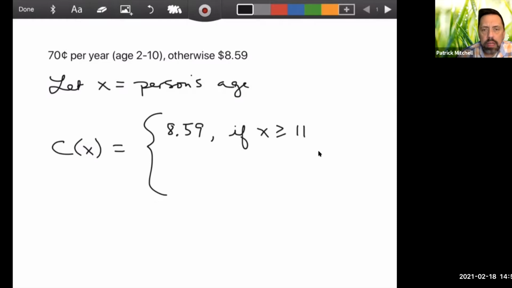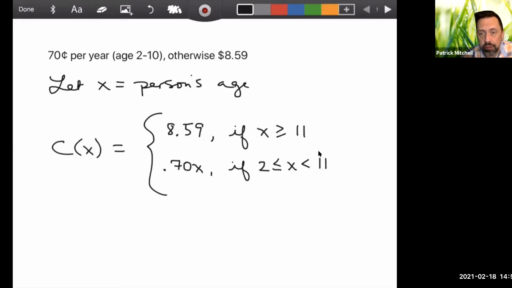But if you're a child between 2 and 10, then I do care specifically what your age is. And what I'm going to do is multiply your age by 70 cents. So that's going to look like this. The cost of lunch is 70 cents times x, and that's if x is between 2 and, I'm going to write it like this, less than 11. There's an assumption with this example that ages are only whole numbers. When we get into doing this for real, x can be any real number.